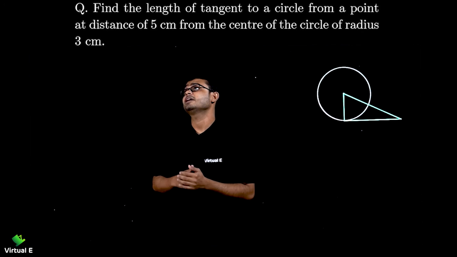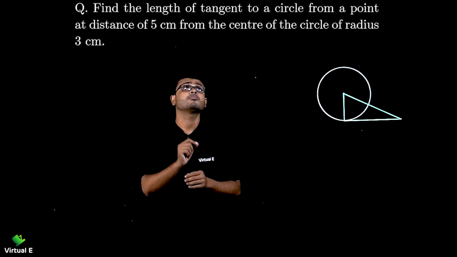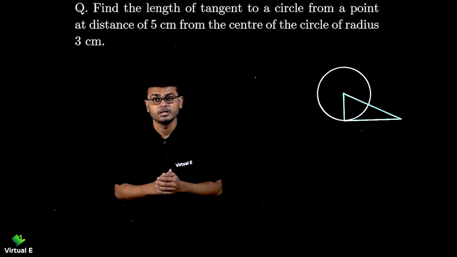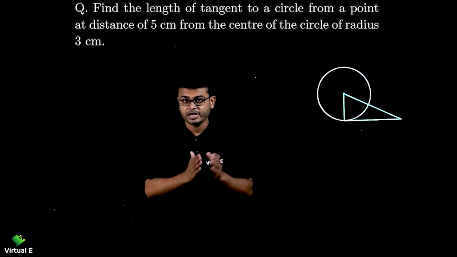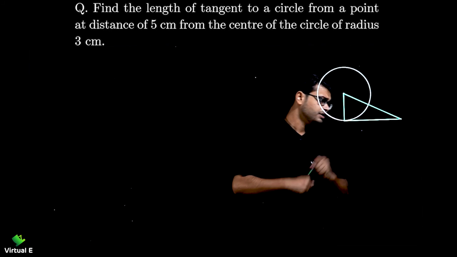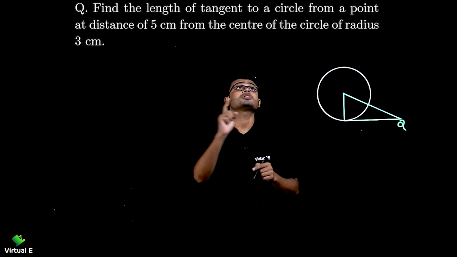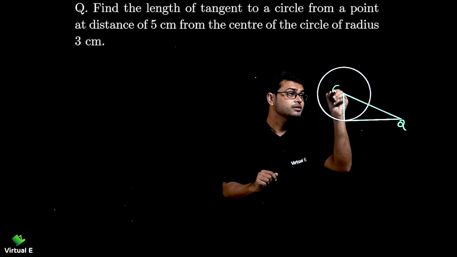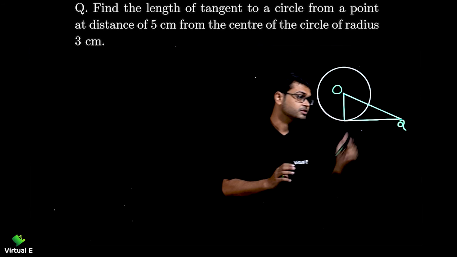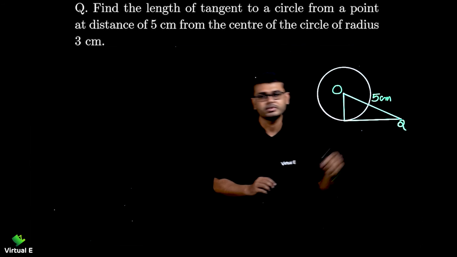Let's start. Find the length of the tangent. Okay, so we need to find the length of a tangent to a circle from a point at a distance of 5 centimeter from the center of the circle. So we are supposed to take one external point which is out of the circle. So I'm going to take this external point over here, which is Q. And what should be the distance from the center? Let me take O as center. O is the center, and 5 centimeter from the center of the circle. So this distance should be 5 centimeter, right? 5 centimeter away from the center.